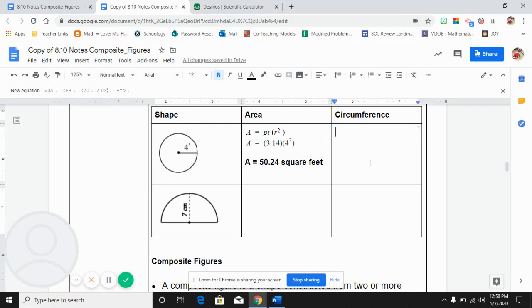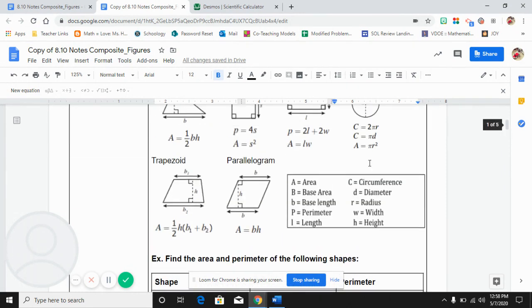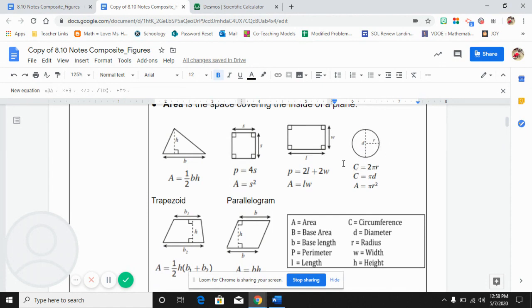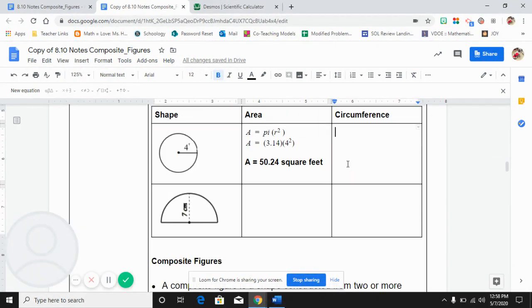Circumference is a different formula, so let's check it out. Circumference you can find two ways. You can find it as 2 pi r if you have the radius, or you can find it as pi times d, which is diameter, if you have the diameter, which is all the way across the circle. In our case, we're going to use 2 pi r since we know the radius. So circumference equals 2 times pi times r.